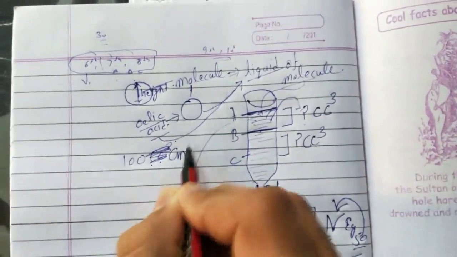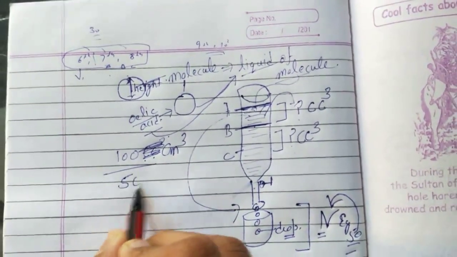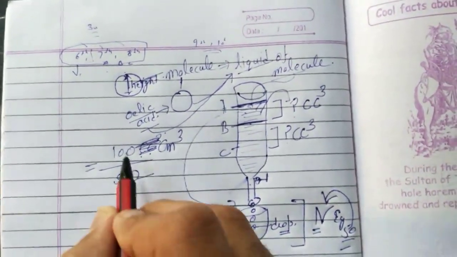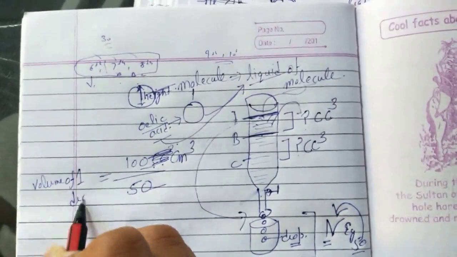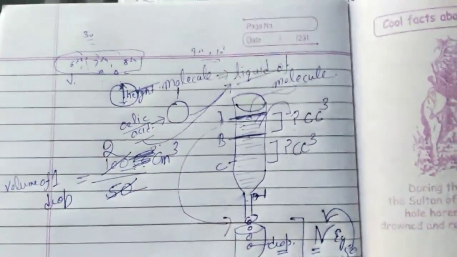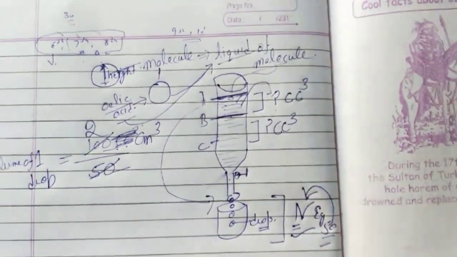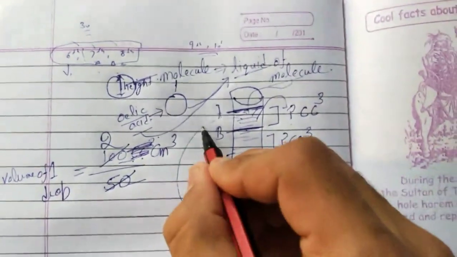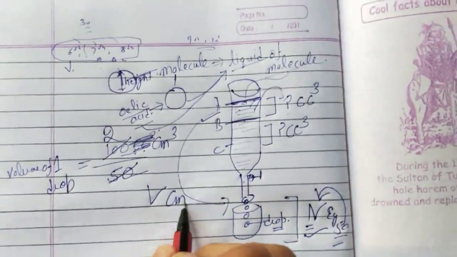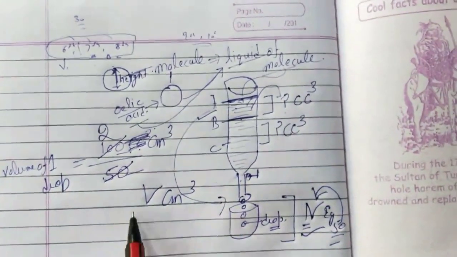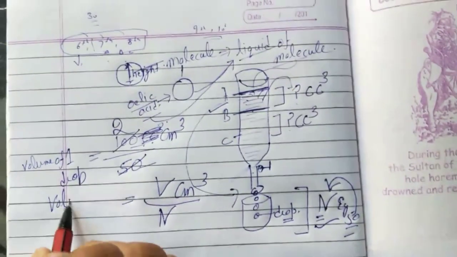So 100 cubic centimeter of volume has moved, and 50 drops have moved. Total volume divided by total drops, you will get the volume of one drop. That is 2 cubic centimeter is the volume of one drop. That means if your target is to calculate the total number of drops and the total volume that has moved, suppose the total volume that has moved is V cubic centimeter, and total drops that have moved to the beaker is N, you will get the volume of one drop.